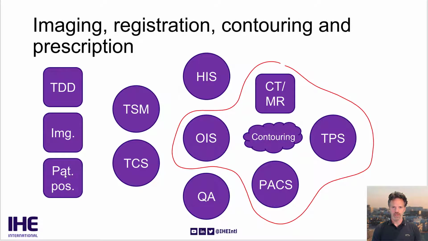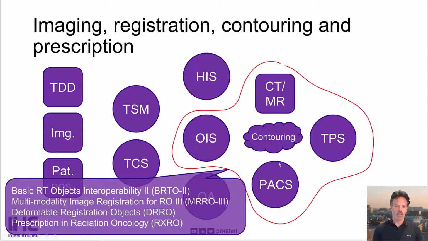So first, imaging, registration, contouring, and prescription. This involves the encircled systems here, the imaging devices, OIS, TPS, PACS, and contouring. And these profiles are basic RT objects interoperability. These are pertaining to images and doses and contour.